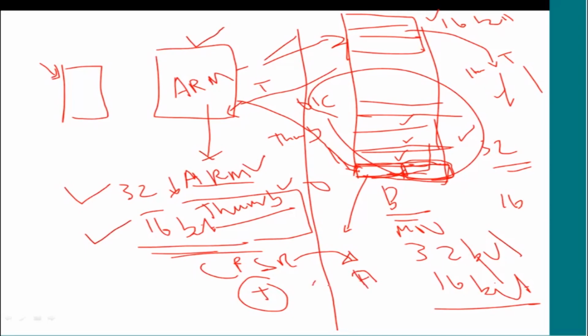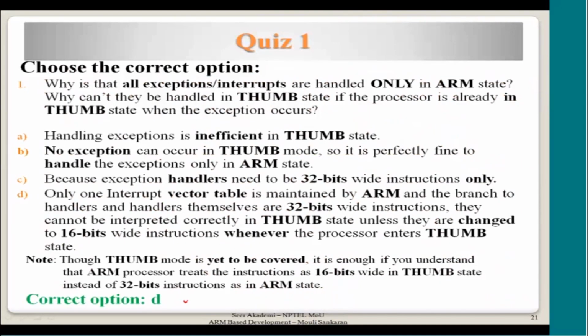Whether it was in Thumb mode or ARM mode, both will execute the handler and exception vector everything in ARM mode. So that is the reason why it can't be done. You already read it, so you can read this again. That means only one vector table can be managed, and it has to be done in ARM mode only.